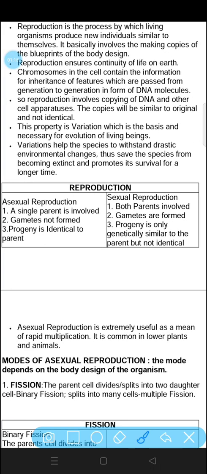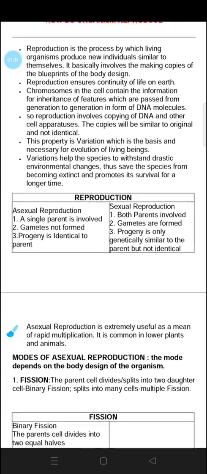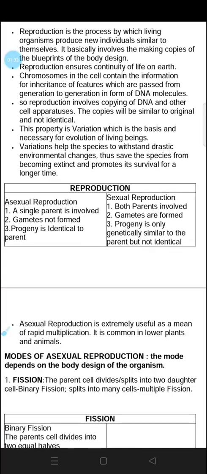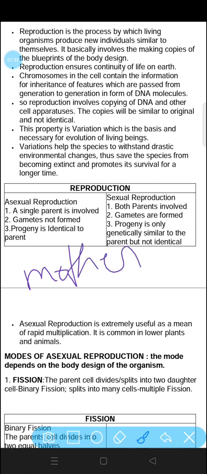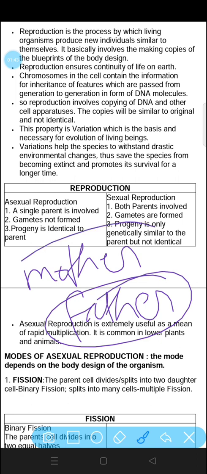Chromosomes in the cell contain the information for inheritance of features. The chromosomes carry the information for inheritance. Whatever characters are there in your parents, they will be transferred to you to some extent. Some of the characters you can get from your mother, some you can get from your father. These are all called inherited characters that you get from your parents.